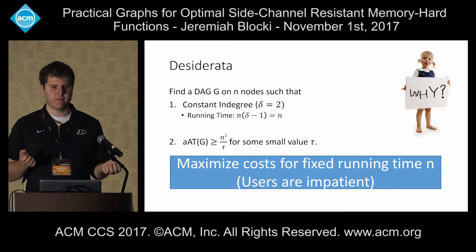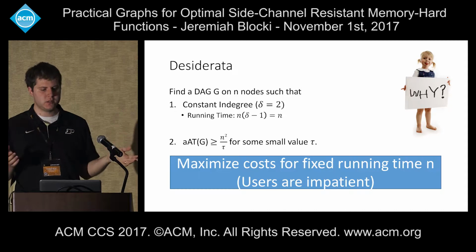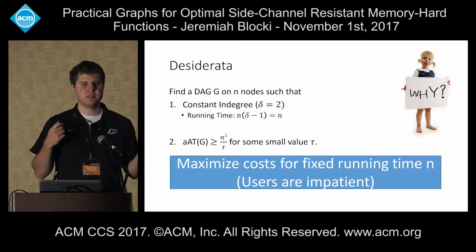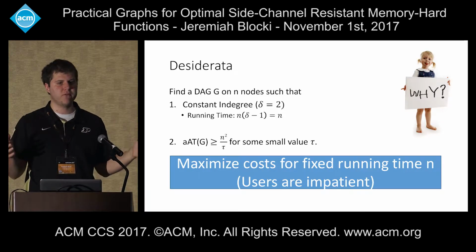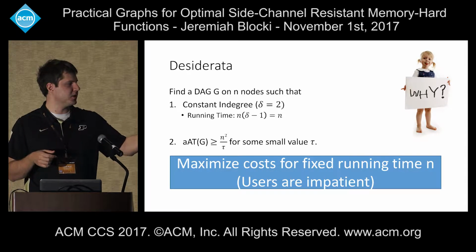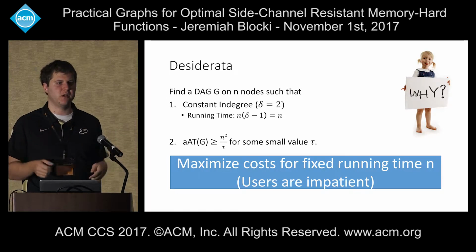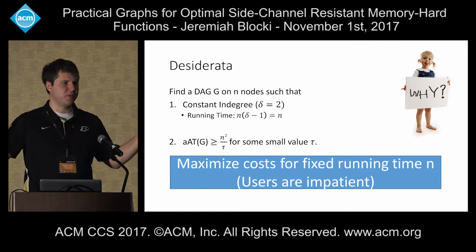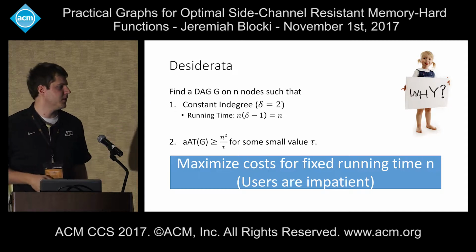So what's the goal then for a memory hard function? Right. So the goal is to find a graph G on n nodes with several properties. First, we want the graph to have constant in-degree, and that's because in practice the time to pebble the graph is actually proportional to n times (in-degree minus 1). Right. So if you boost the in-degree, then really you're blowing up the running time to actually compute this function in practice.